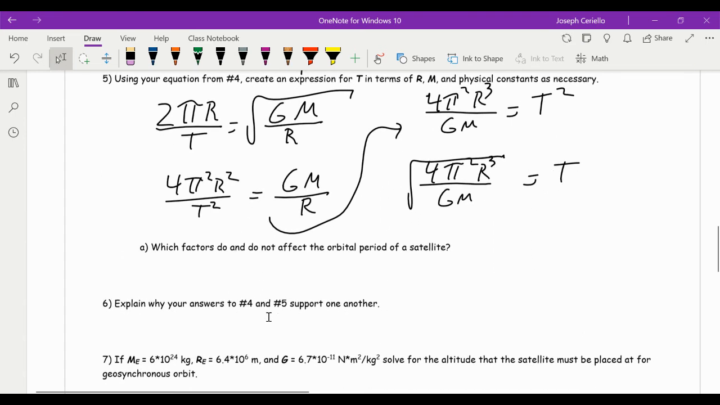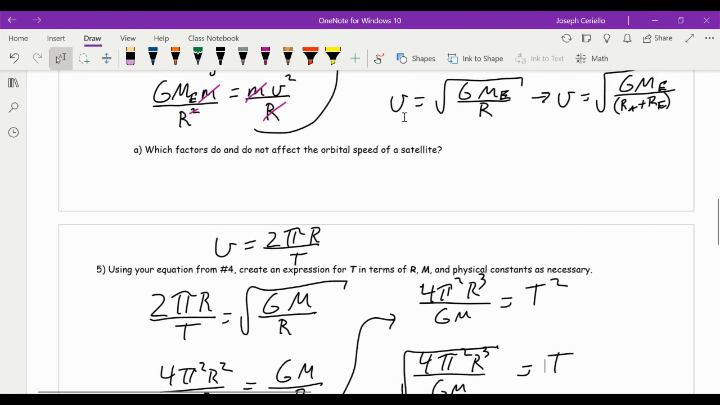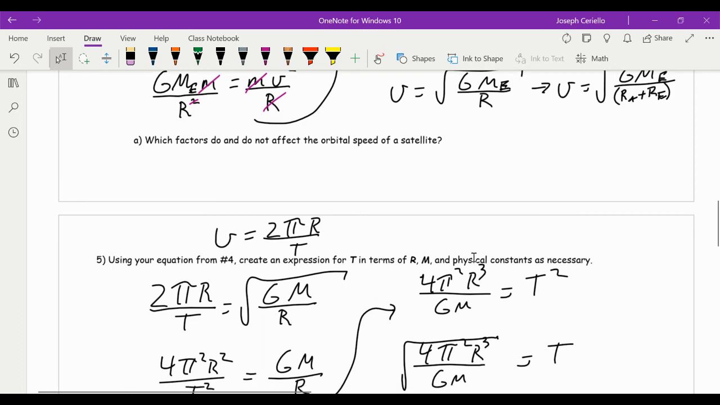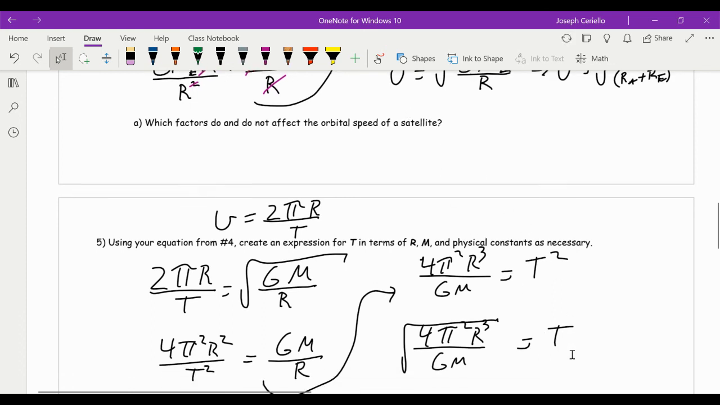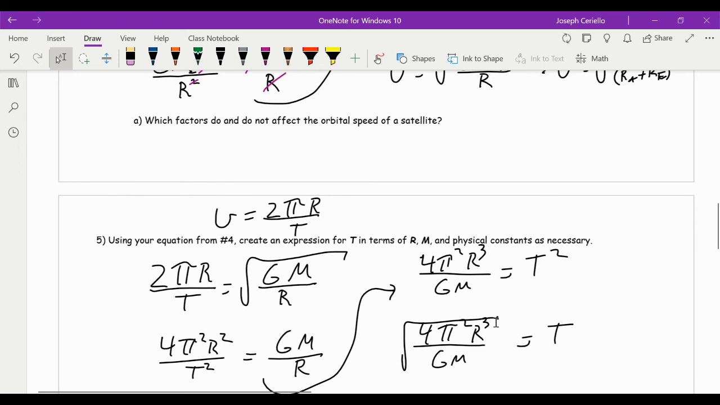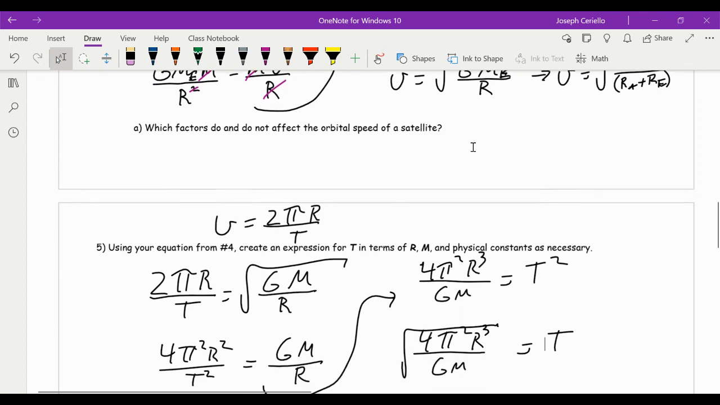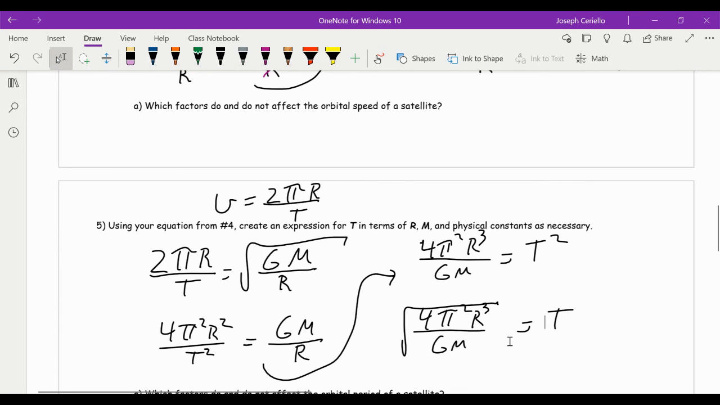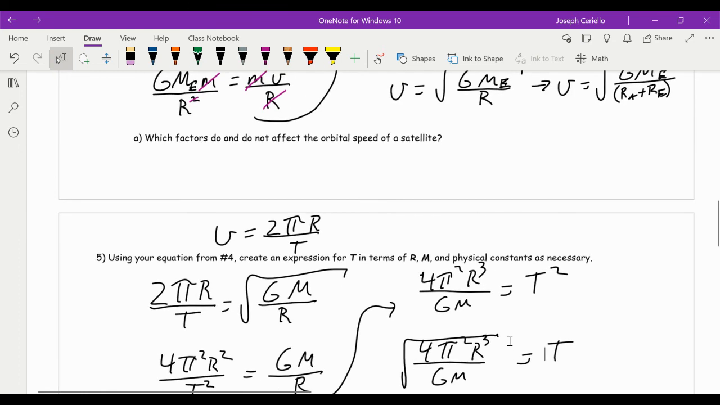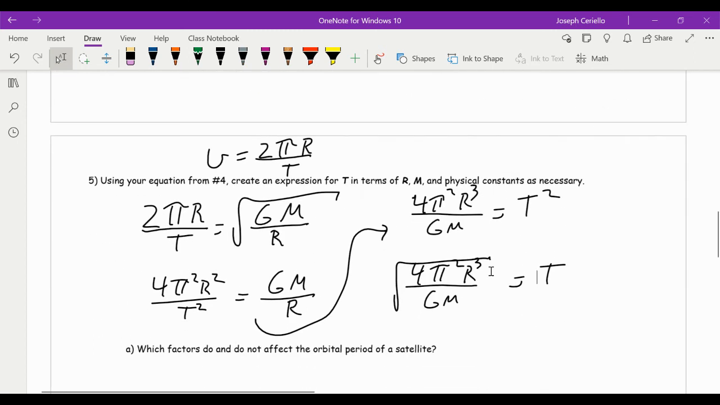Now explain why your answers to 4 and 5 support one another. Well, think about this. If you're going faster, the period is going to go down. If you're going slower, the period is going to go up. So notice how here, V and R have some sort of an inverse relationship. Here, T and R have a positive relationship. Here, V and M have a positive relationship. Here, T and M have an inverse relationship. So that kind of makes sense. If the mass were to get bigger, it would have to be going faster, which would reduce the period, because if M gets bigger, the period gets smaller.